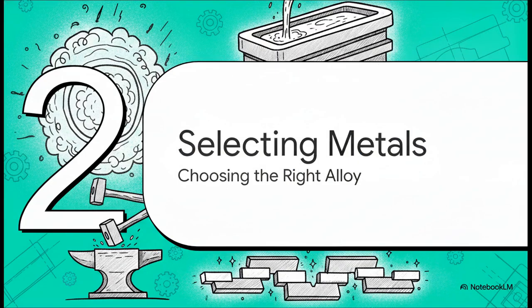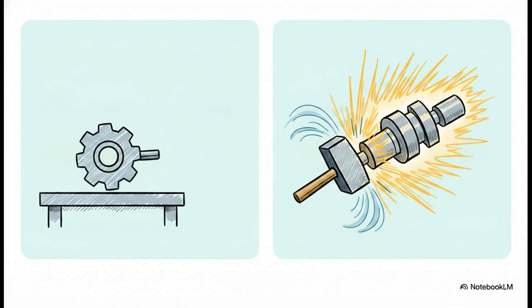Moving to section 2, metallurgical selection and alloys. Choosing the right metal. So the sources make a great point here. Not all steel is created equal. On one side, we have ordinary machinery steels. Your standard medium to high carbon steels like 30C8 or 40C8. These are incredibly common, very cost-effective, and they're actually manufactured in standard millimeter increments, like 20, 25, or 30 millimeters, just to keep machining costs down.